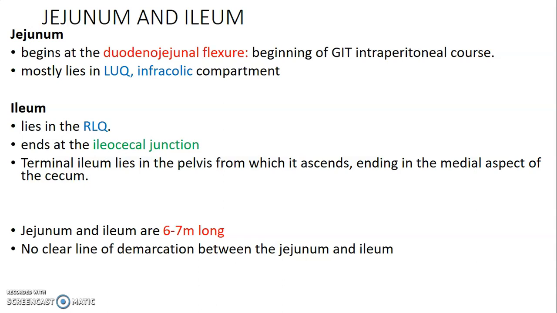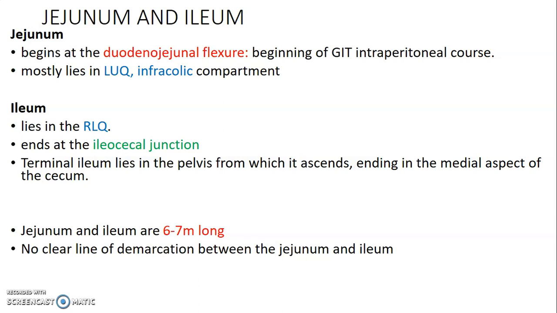The ileum lies mostly in the right lower quadrant. The majority of it is in the right lower quadrant and ends at the ileocecal junction, where now the GIT continues as the cecum. The terminal ileum lies in the pelvis, and after that it now ascends and ends in the medial aspect of the cecum.